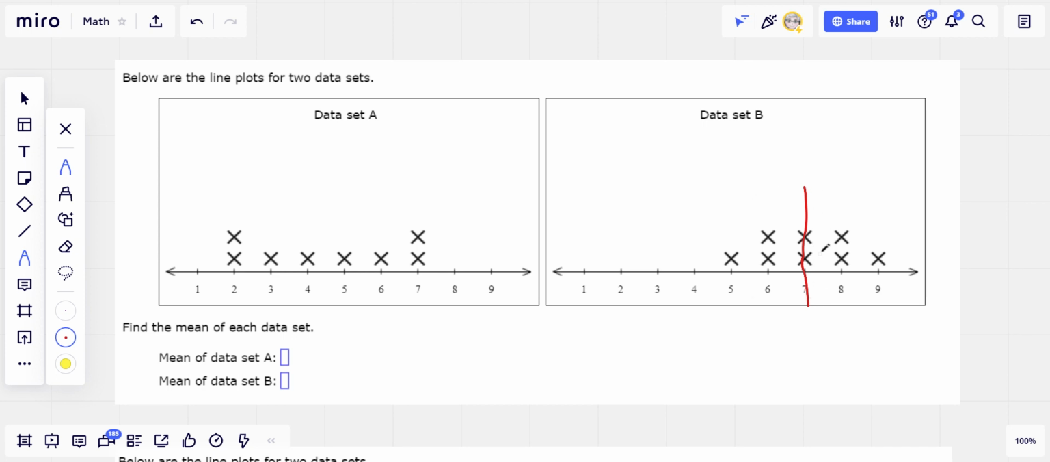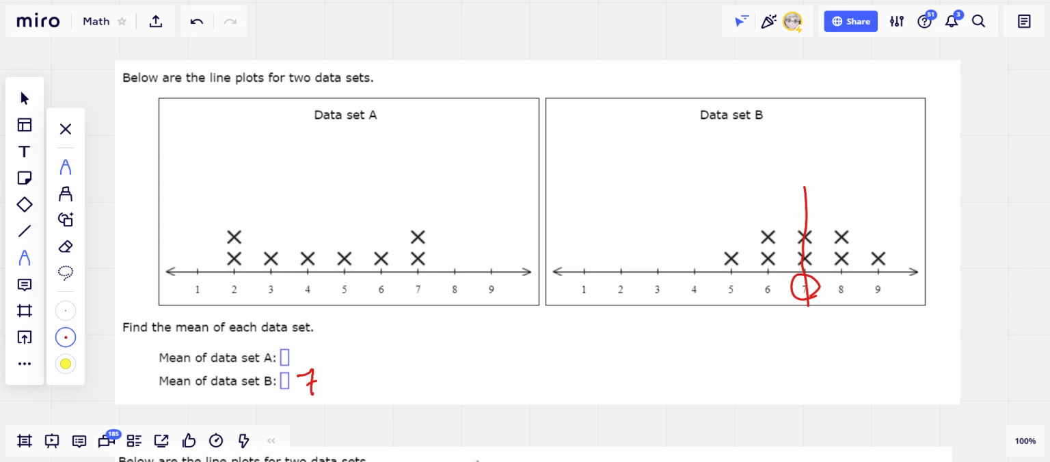And the rule about a data set, if it's symmetrical on a line plot like this, then the line of symmetry is the mean. So no adding things up and dividing. You can just look at it on the graph, find the line of symmetry if there is one, and that's your mean. So our answer for data set B is that the mean is 7.